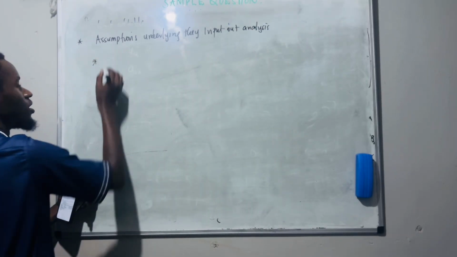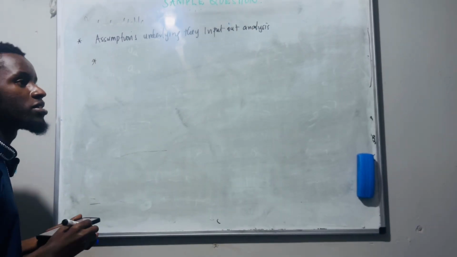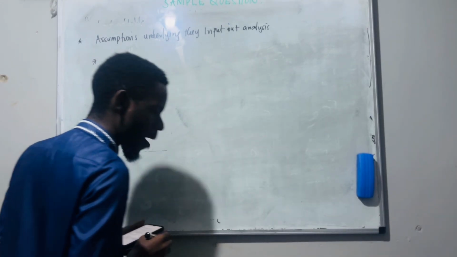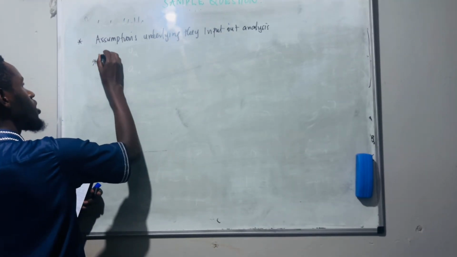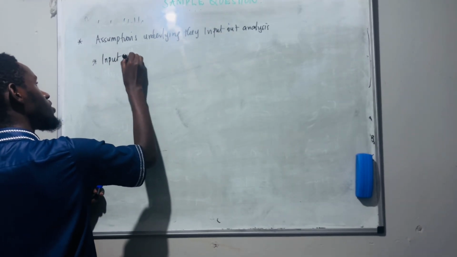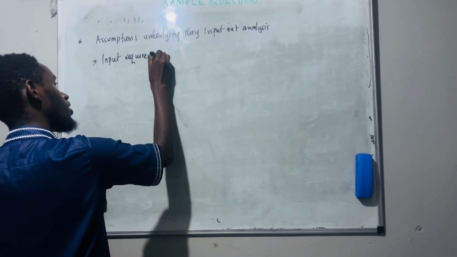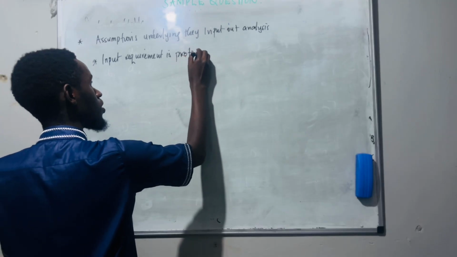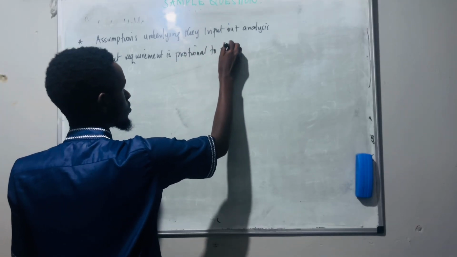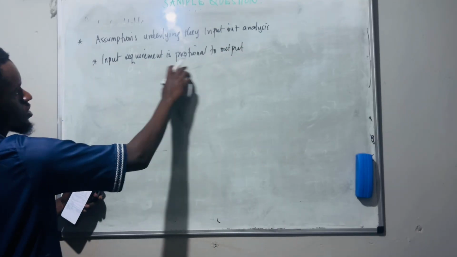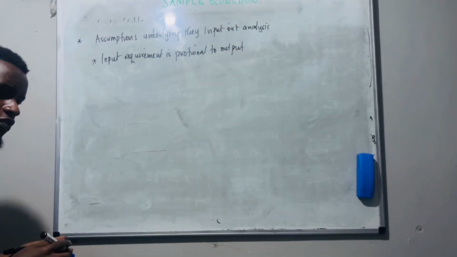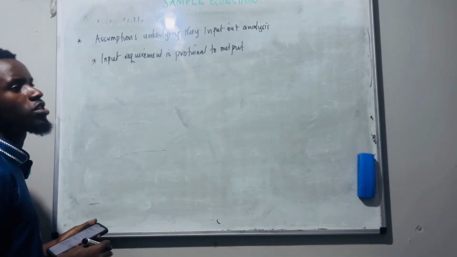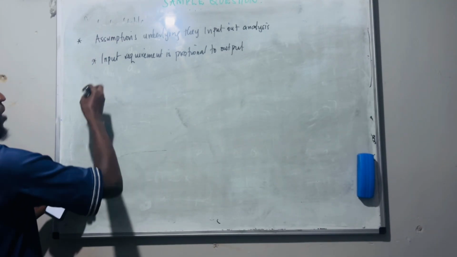One of it, we say the input requirements are proportional to the output. Like what you input is proportional to what you get. Whatever you input is directly proportional to what you output. Yes, if you put in less, then you get less. If you put in more, you get more. That's the first assumption we assume.